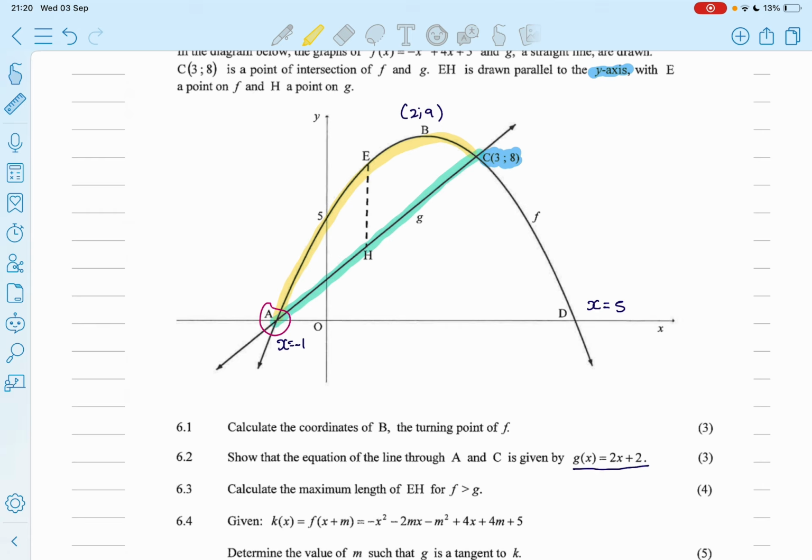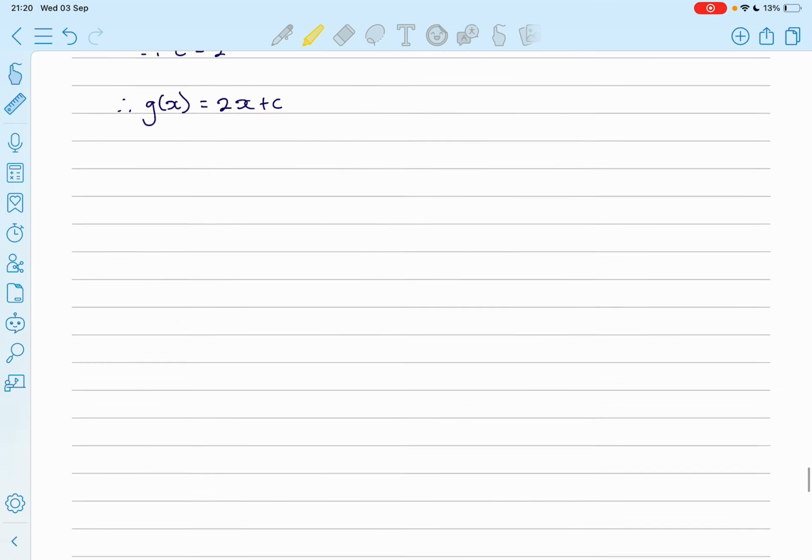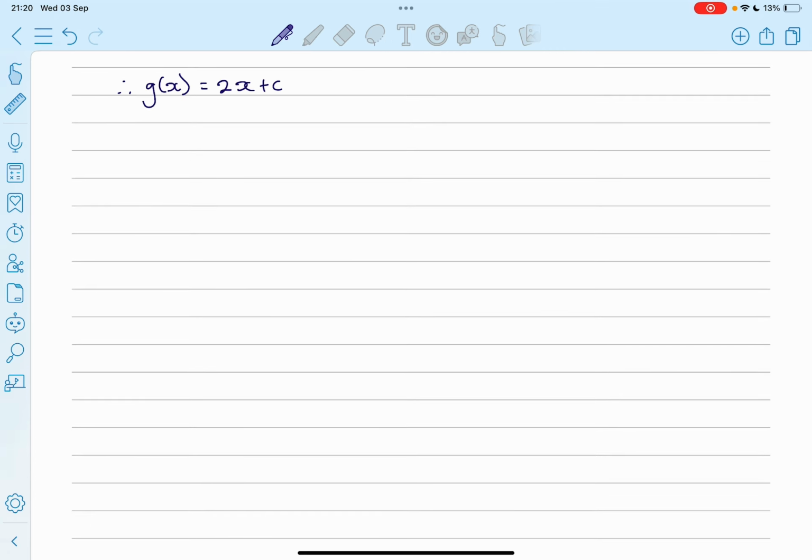Okay, so EH is a vertical line because we know that it's parallel to our y-axis. So to get the equation for EH, let's just use it, equal to the y value of f minus the y value of g.